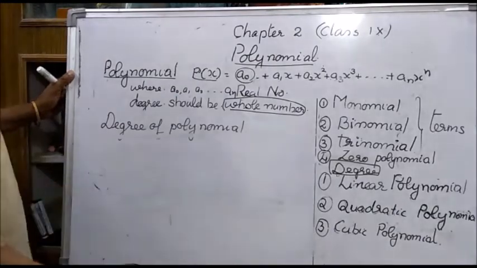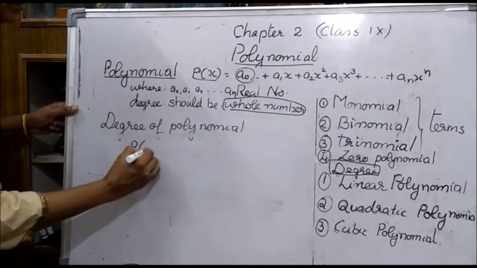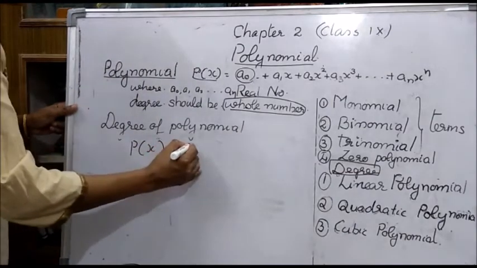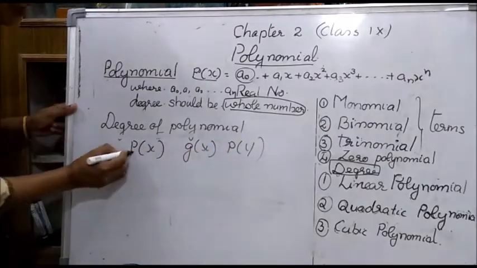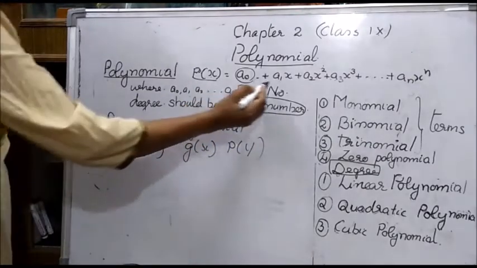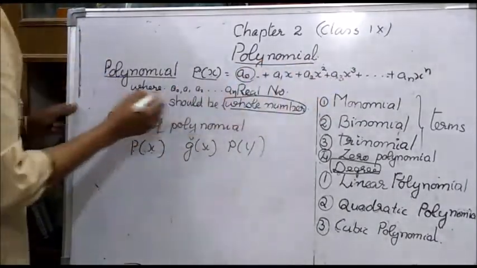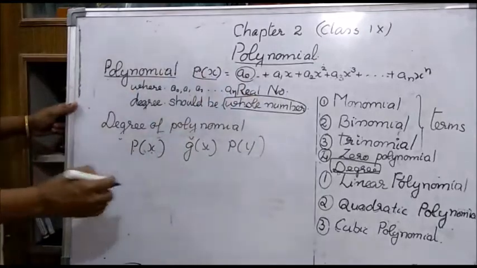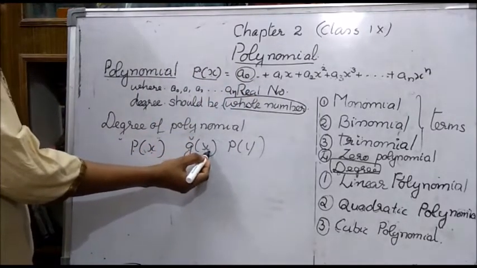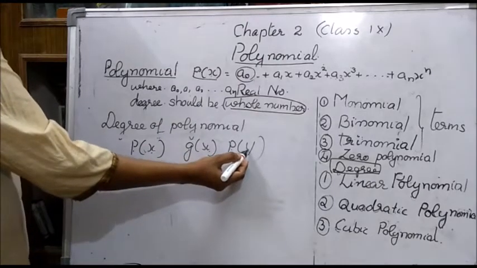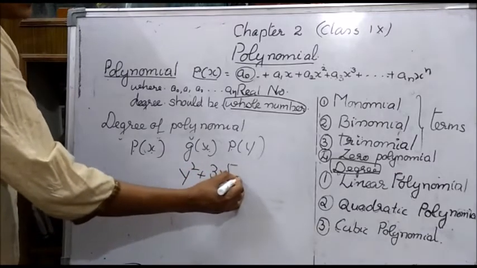Now, we know a polynomial can be denoted by p of x, g of x, p of y. That means a polynomial in the x variable. Here x is the variable and a0, a1, a2 are real numbers. So g of x means a polynomial in x. Here it is a polynomial in y. For example, y square plus 3y raised to 5 plus 8.